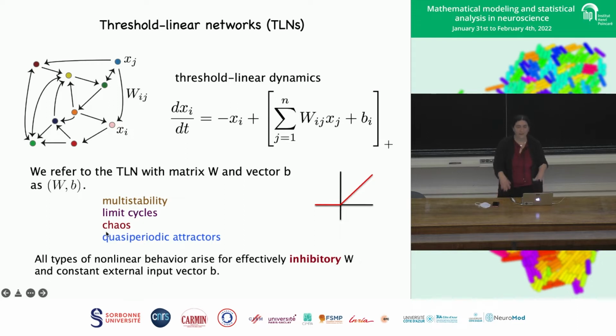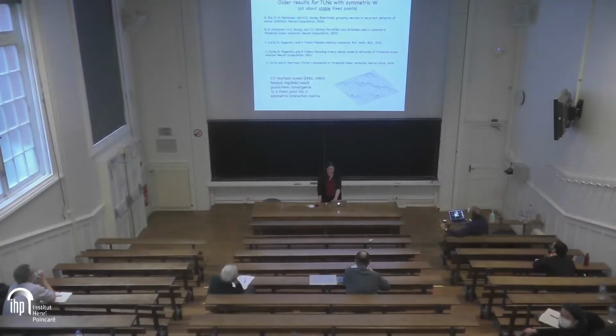But despite that, it's in the trajectories passing between different chambers that you see all the nonlinear behavior emerge. And this can arise even for an effectively inhibitory W matrix.